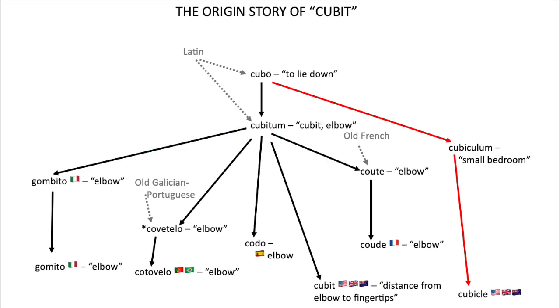Also, you can see that the word cubicle likewise descends from the same Latin word cubile, meaning to lie down, through the word cubiculum, meaning bedroom, which definitely gives a different meaning to a word that most of us associate with work. Now, what about the word elbow itself?